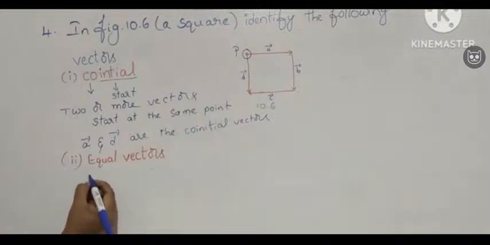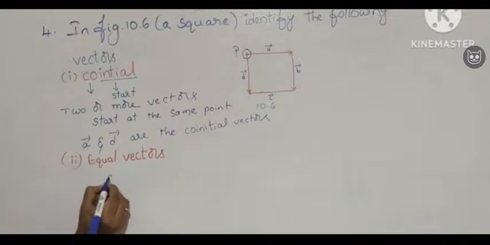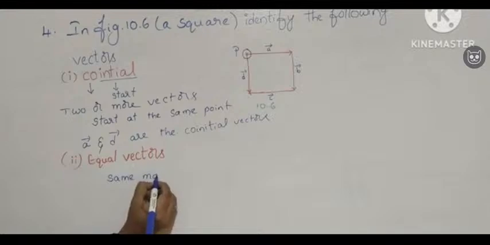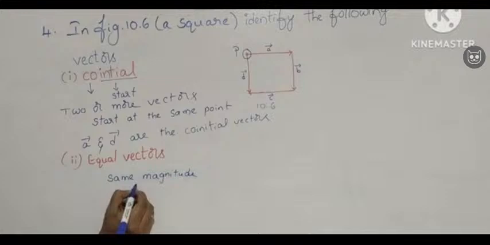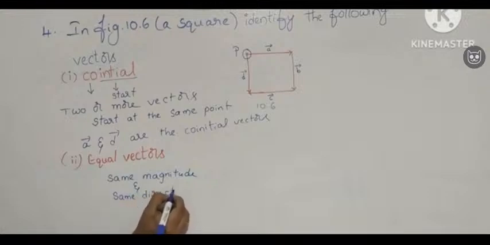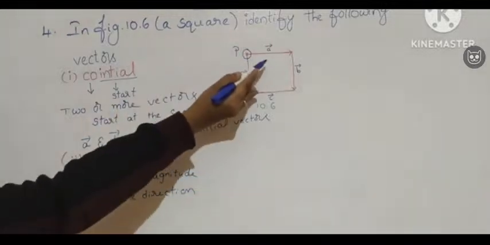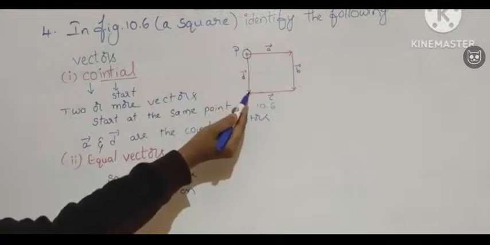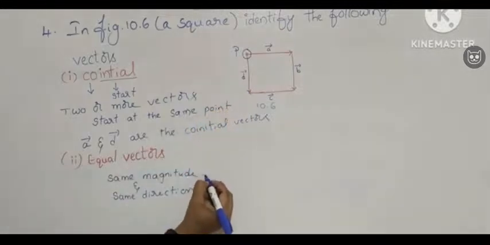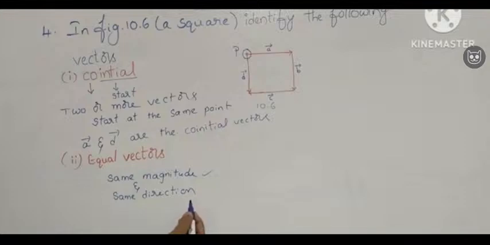Two or more vectors that have the same magnitude and the same direction are called equal vectors. Now go for the figure. The figure is a square. In the square, all magnitudes are the same. So now coming to direction.